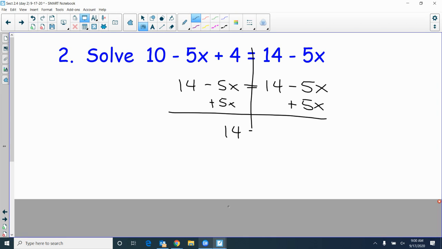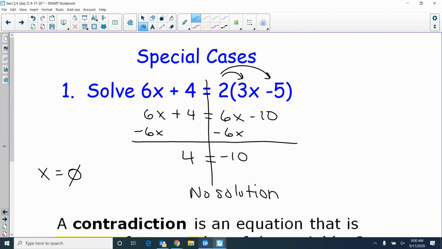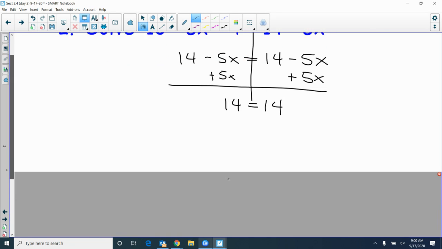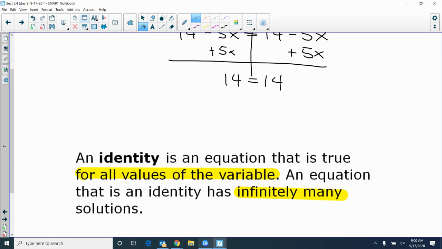All right, the x's are gone, but now this is a little different. On the one before, we got 4 equals negative 10. That's not true. Does 14 equal 14? Yes. Okay, this right now is what we call an identity. Everything will work.